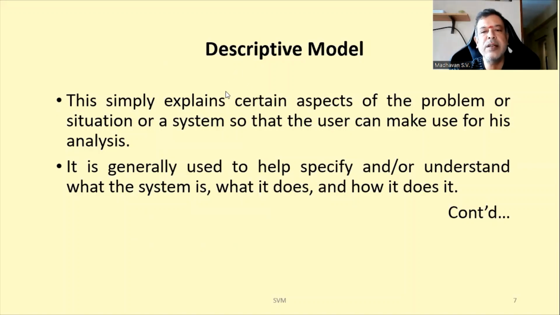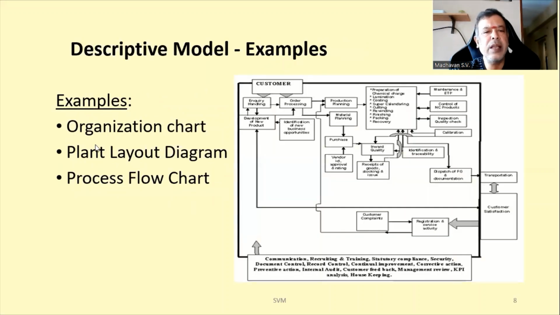Descriptive model. This simply explains certain aspects of the problem or situation or a system so that the user can make use of it for his analysis. It is generally used to help understand what the system is, what it does and how it does it. We'll understand this more with some examples. An organization chart, where we describe in a graphical form who is the top man, and below him who are all reporting to him, and under those persons what they are responsible for and who are reporting to them. A plant layout diagram, which shows how a factory will look and which departments are involved, which department should be next to which department, nearby, and which should be far away.